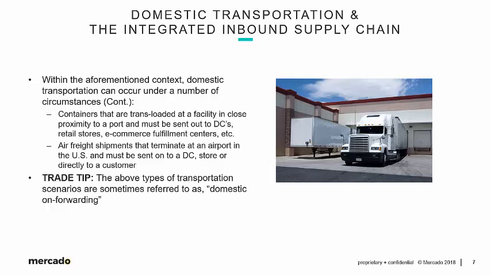Finishing up this slide with a trade tip. We said this already. The above type of transportation scenarios are sometimes referred to as domestic on-forwarding. That is somewhat of a freight forwarding term, but it's definitely used around the country. And domestic on-forwarding applies that once an international shipment arrives to a port or airport in the U.S., it has to be sent out to a domestic destination, or on-forwarded to a domestic destination. We'll use that term a lot, so we wanted to formalize its use before we did that too much.